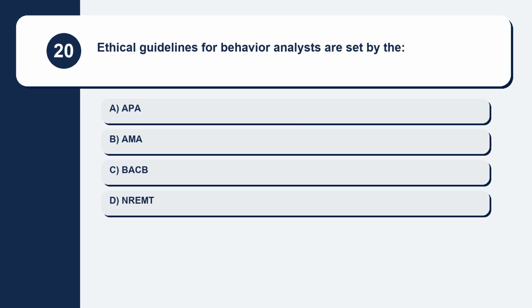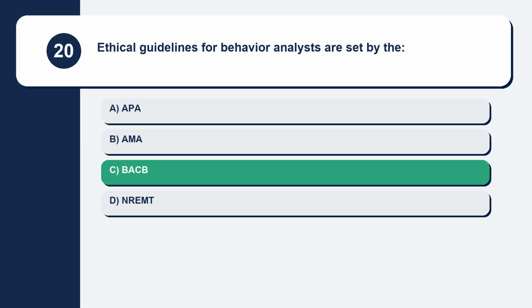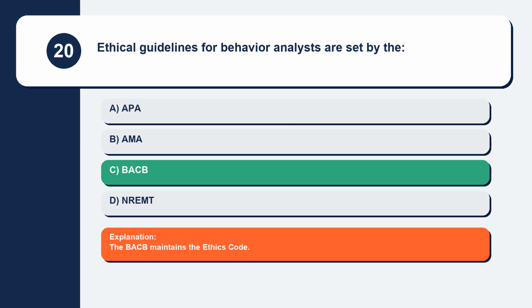Question 20. Ethical guidelines for behavior analysts are set by the APA, AMA, BACB, NRAMT. The BACB maintains the ethics code.